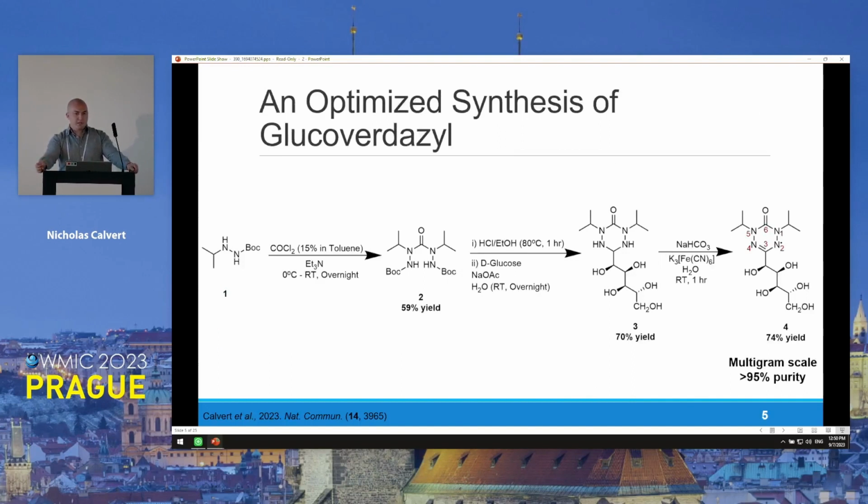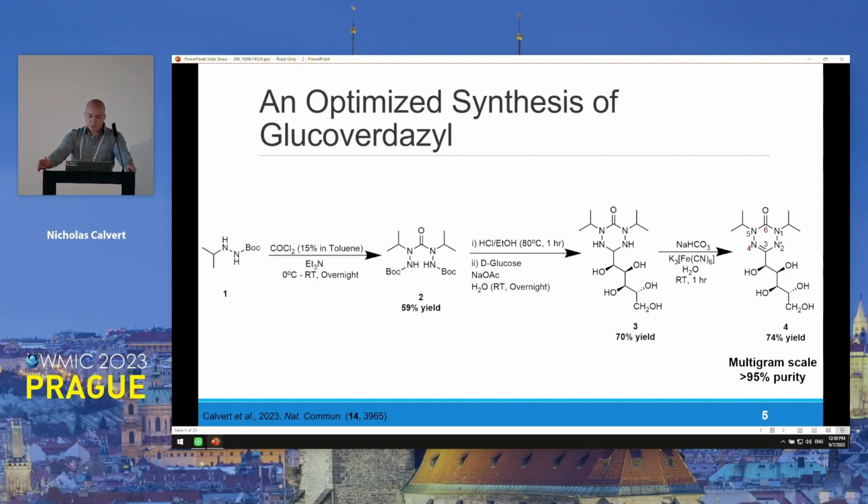So verdazyl's been synthesized a number of ways in the literature, and we wanted to go back and pick out the best parts of this synthesis and be able to make it in a more in vivo friendly way and be able to scale it as well. So I'll quickly go through this, but we started with a Boc hydrazine with an isopropyl group. With phosgene and triethylamine overnight, we were able to produce that urea Boc hydrazine scaffold.